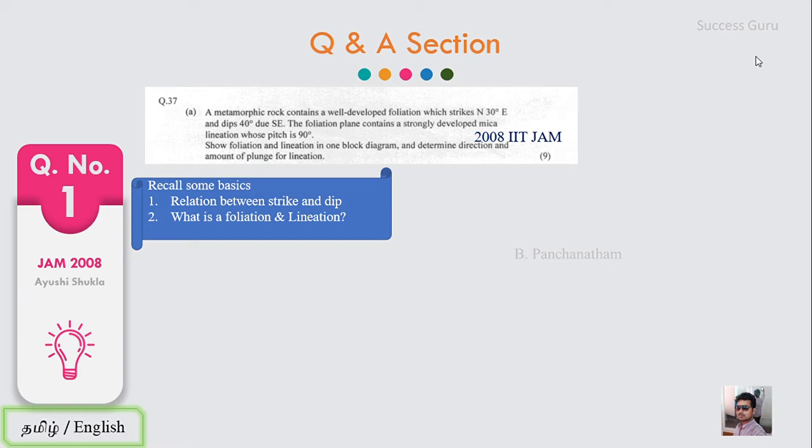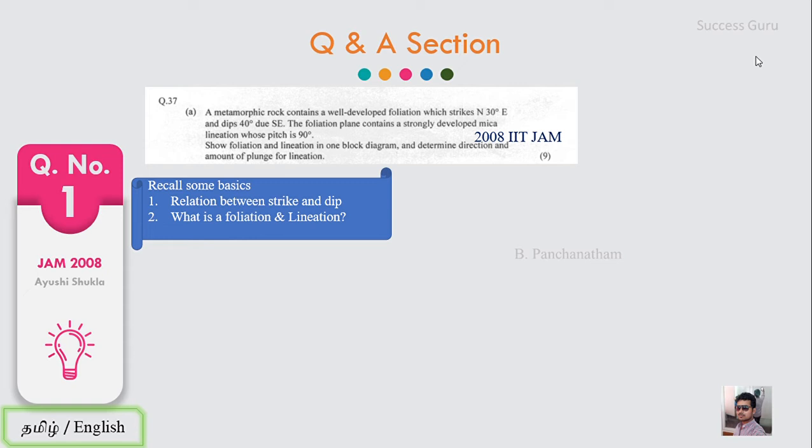For the time being, I will just give you a generalized outline: a foliation is a planar structure that is formed due to deformation, which can be due to metamorphism or even due to folding and faulting. One of the best examples of foliation is an axial plane, right? And a lineation is a linear structure that is also formed due to deformation. So generally, foliation and lineation are secondary structures formed in a rock due to any sort of deformation. Is that clear?